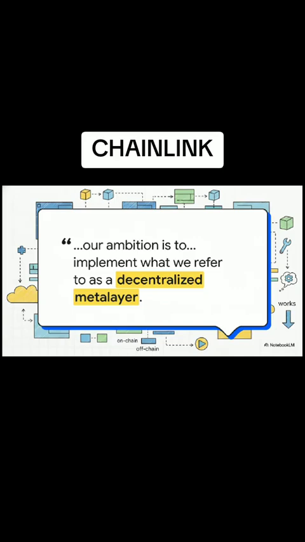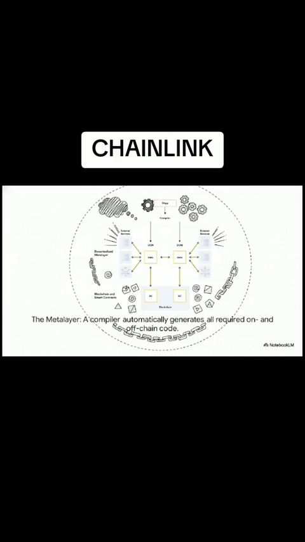What does that mean? It means creating a system that's so easy to use that developers won't even have to think about what's on-chain versus off-chain. They won't have to worry about which blockchain they're on. It'll all just work. And this right here, this is the ultimate goal.